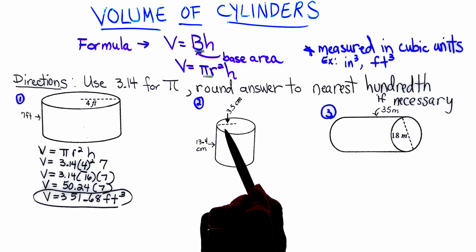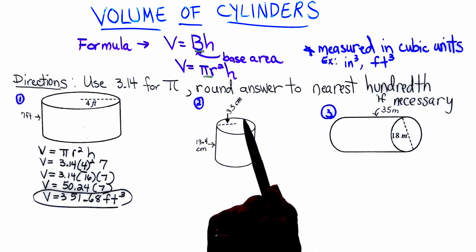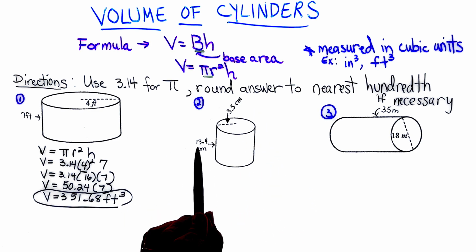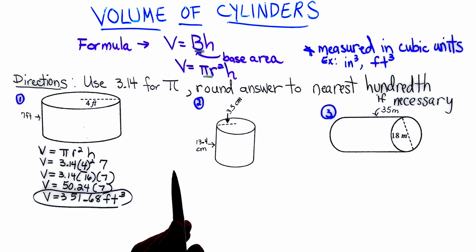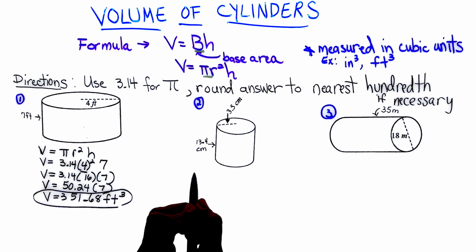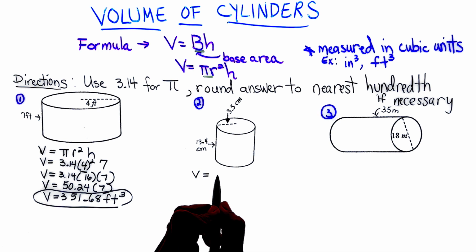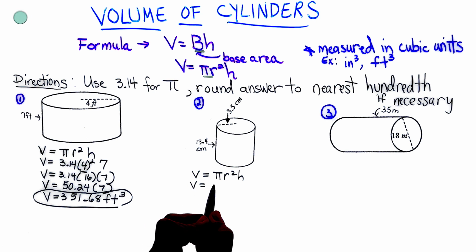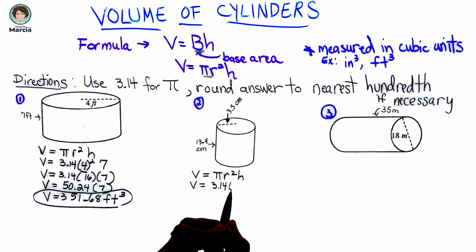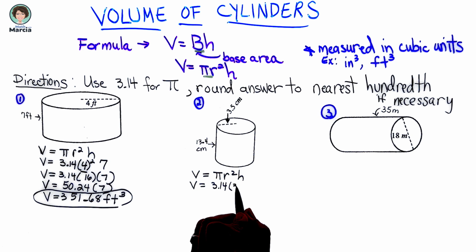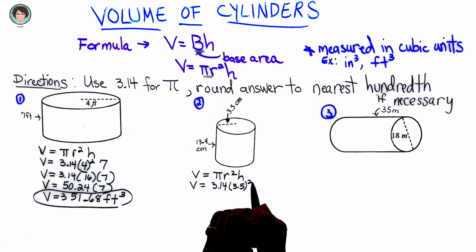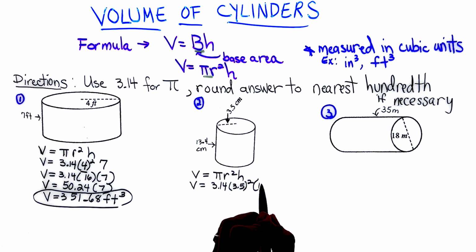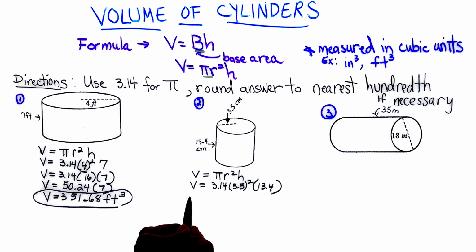For number 2, again, we have a cylinder. This one has a radius of 3.4 centimeters, and the height is 13.4 centimeters. So we know that we're going to end up with centimeters cubed. All right, writing the formula, volume is equal to pi r squared h. I'm substituting in 3.14 for pi. My radius was 3.4. We're going to square it. The height is 13.4. Again, we always have to start with our squaring.